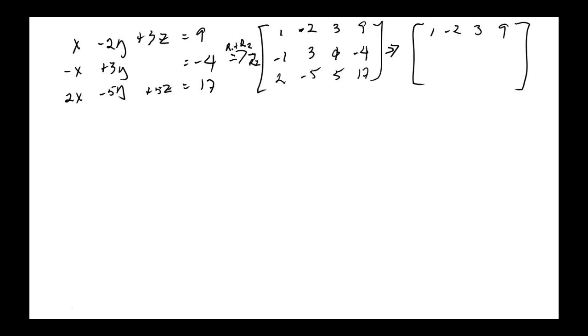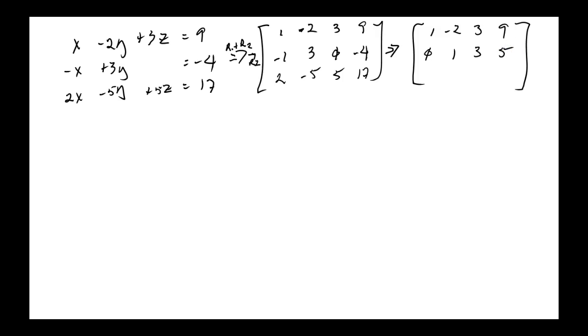All right, so we're going to add those two rows together. What does your first term become? Zero. One minus one is zero. Second row? One. Negative two plus three is one. Third row? 3, because 3 plus 0 is 3. Fourth row? 5, because 9 minus 4 is 5.